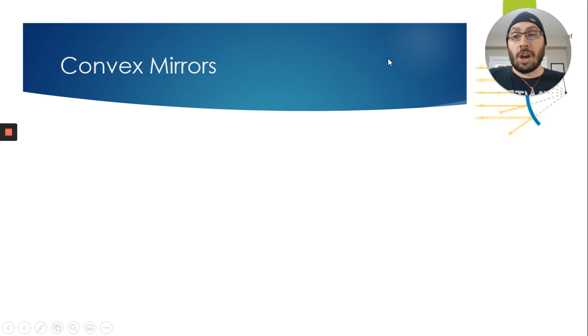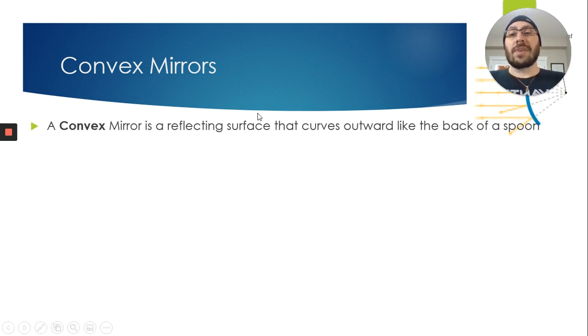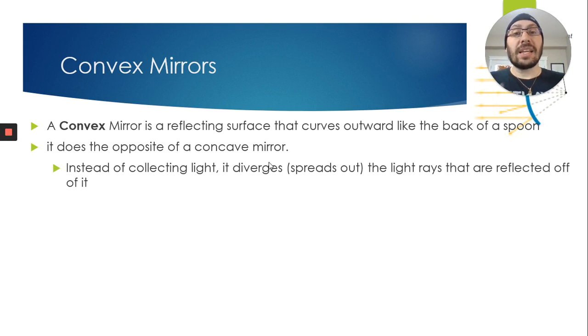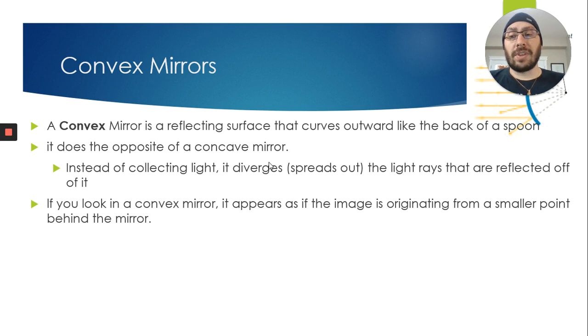The other type of mirror is a convex mirror. A convex mirror has a reflecting surface that curves outward, like the back of a spoon. It does the opposite of a concave mirror. Instead of collecting light, it diverges light into all these different directions that get reflected off.